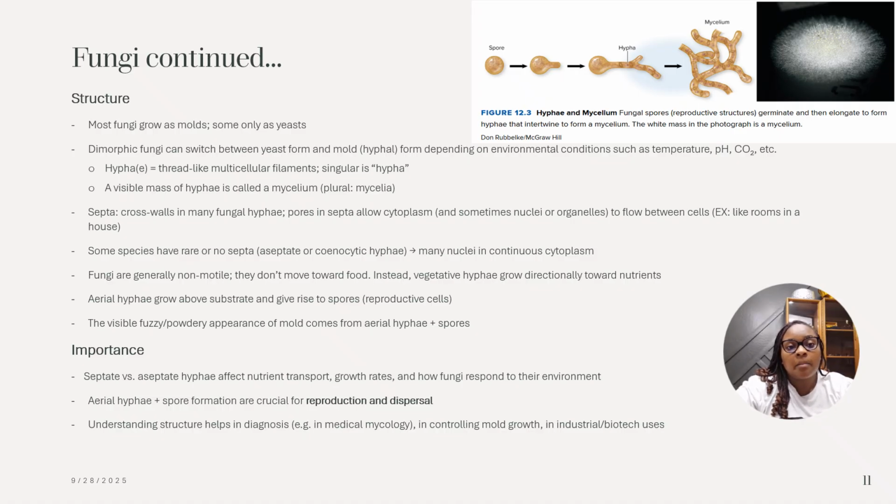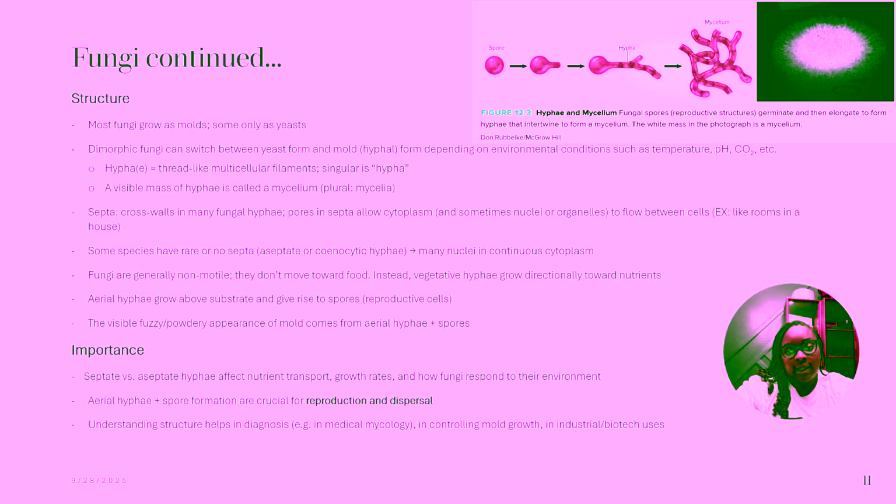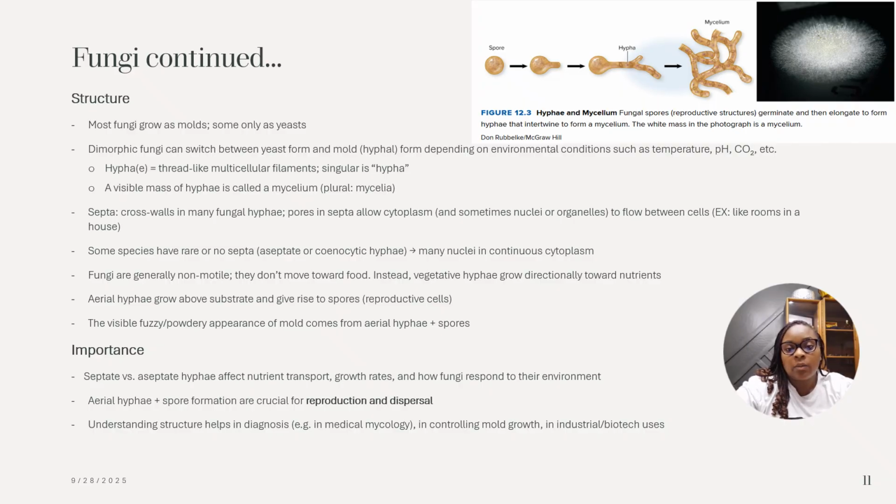Molds grow as long filaments called hyphae. A visible mass of hyphae is called a mycelium, which is what you actually see when mold spreads on old fruit or bread. Many fungi have septate hyphae. Septa are cross walls with pores that let the cytoplasm and the nutrients flow through, almost like rooms in a house with open doors.